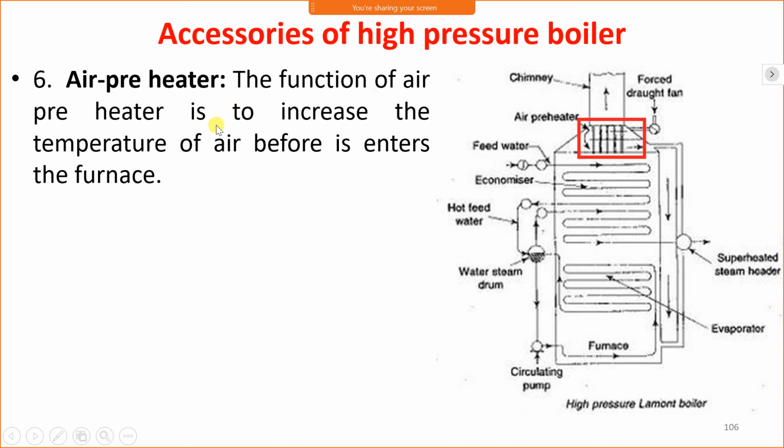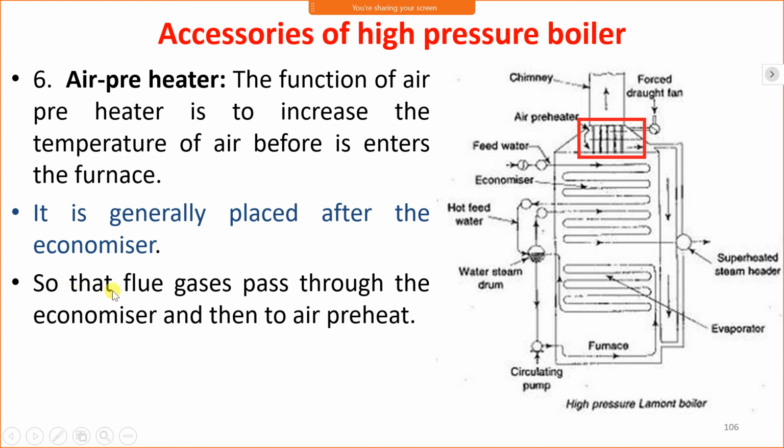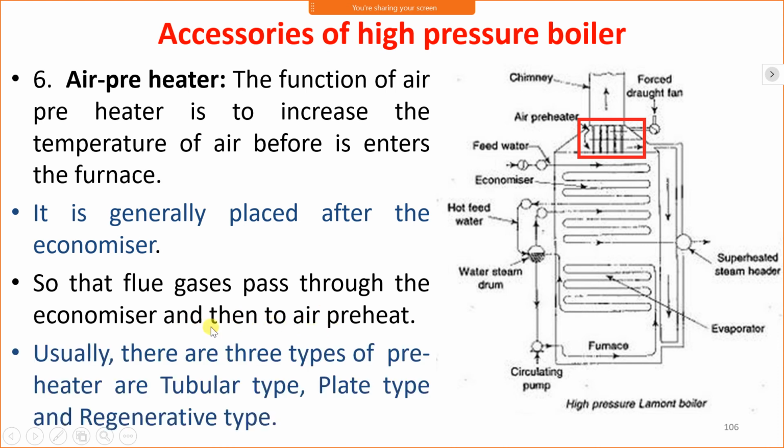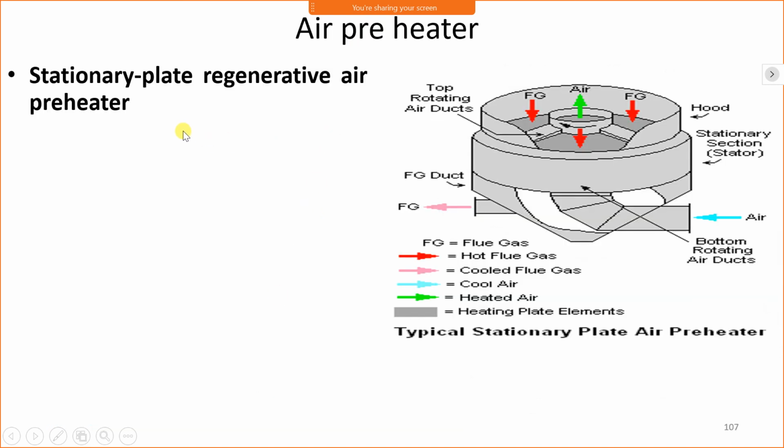The function of an air preheater is to increase the temperature of air before it enters the furnace. It is generally placed after the economizer, so that the flue gases pass through the economizer and then to the air preheater. Usually there are three types of air preheater: tubular, plate type and regenerative type. This is the first, the regenerative air preheater, the stationary plate regenerative air preheater.